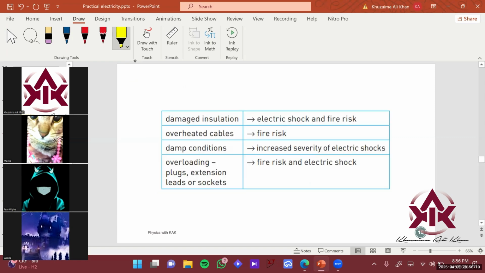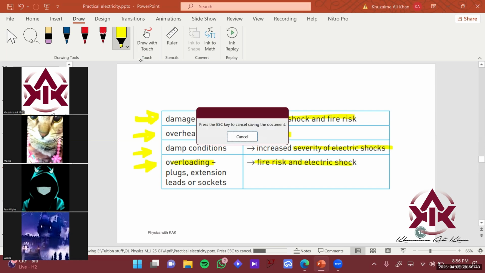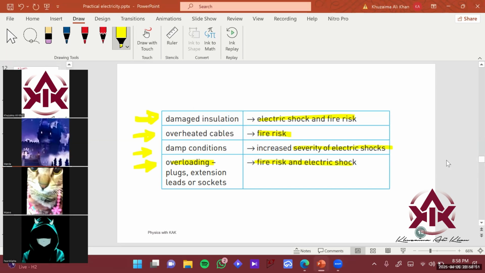So the summary of the risks of using electricity is as follows. If you have damaged insulation, that can cause a risk of electric shock and fire. If you have damaged cables, it can lead to fire risk. If you have damp conditions, let's say it is raining outside, it can give you a severe electric shock. If you're overloading, which we saw with multiple extension boards on a single socket, it can give you both fire risk and electric shock. So these are the risks which we learned.